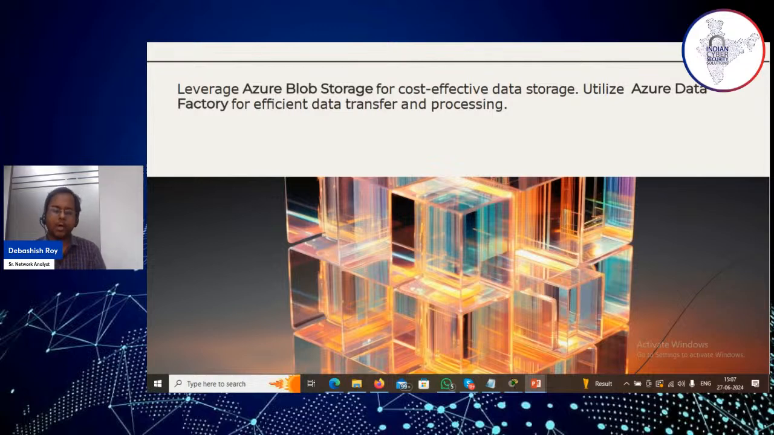Leverage Azure blob storage, that is unstructured data, that is a blob storage for cost effective data storage. Now, go for the blob storage because it is not so costly like the other data lakes or other storage. Utilize Azure Data Factory for efficient data transfer and processing.